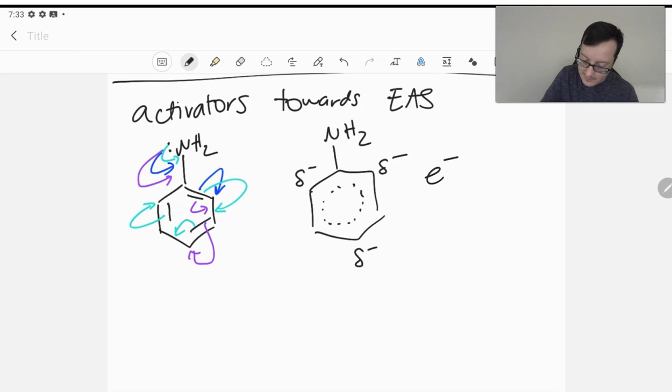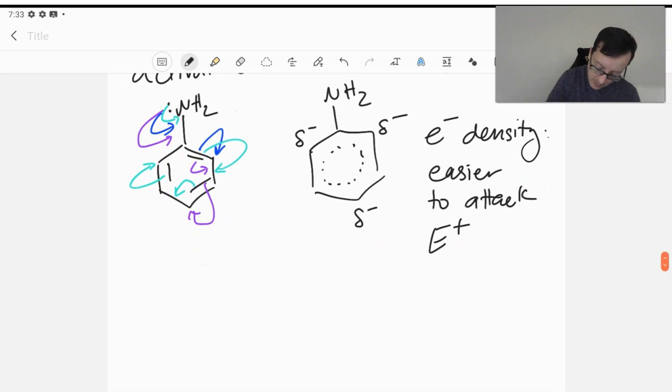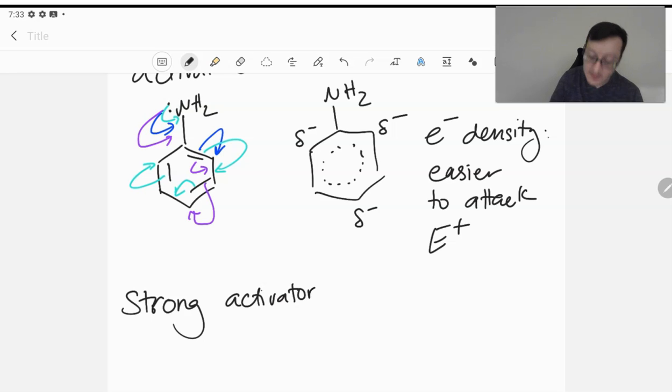So remember, electron density means it's easier to attack our electrophile, and I'm just going to put electrophile as E+. Since electrophiles are generally positively charged, it's easier to attack that electrophile. And so, if we want to think about that, we can classify our activators. We're going to see that we have strong activators towards EAS. All of these are in reference to electrophilic aromatic substitution.